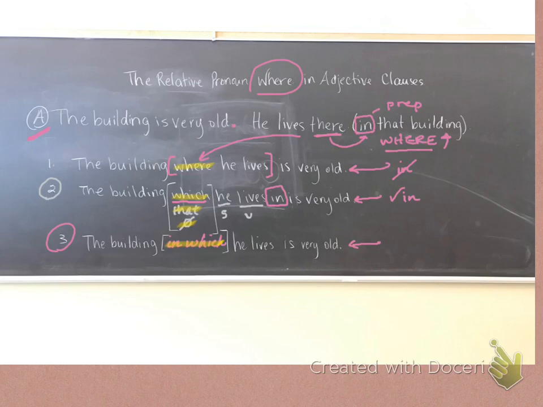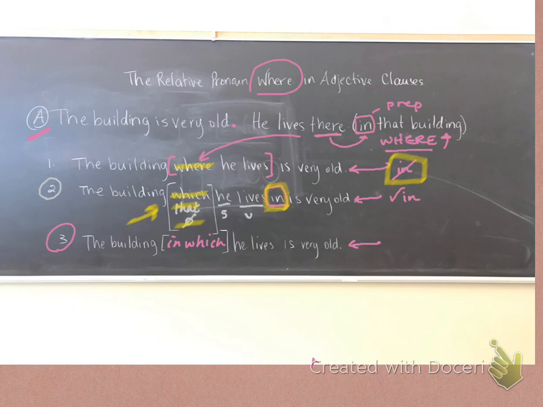Actually, let me go backwards. We can choose, let me just erase, hang on a sec. Oh, I didn't want to erase all of that. Just a minute. Okay, sorry about that. So if we're going to choose which, that, or nothing, then we have to have that preposition in the sentence somewhere. If we choose where, then we don't need the preposition. In fact, you can't have the preposition anywhere.